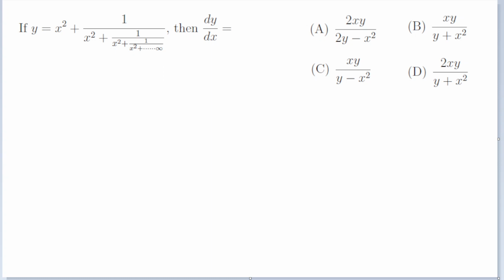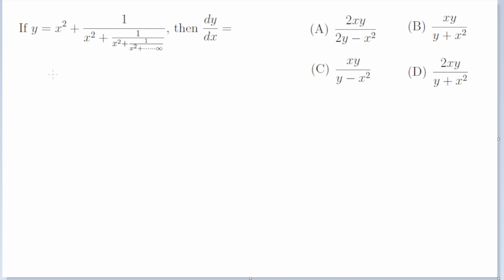Let's move on to the next question on differentiation. Here we have been given that if y is x square plus 1 upon x square plus 1 upon x square plus and so on, then dy by dx equal to which of the following expressions. Right? So we observe that here there is an unending series and this structure is actually called a continued fraction. Right? So we see that it's a fraction inside another fraction.